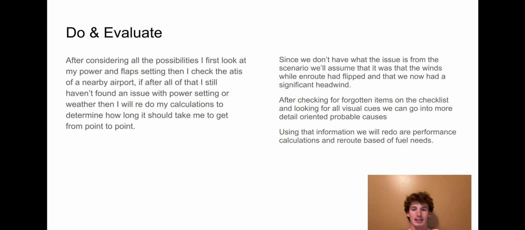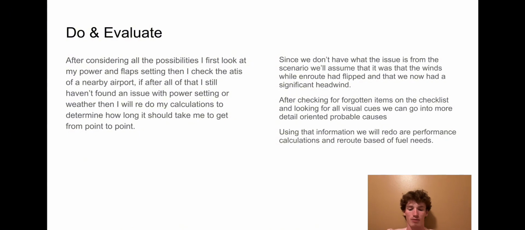We can ask ATC for some help. We can say, hey, I seem to be going a little bit slower than I thought. Is there a change of winds that you've gotten? Just ask around for help. Using that information, we're going to determine what's happening. So we're just going to say in this example that our en route winds have changed.